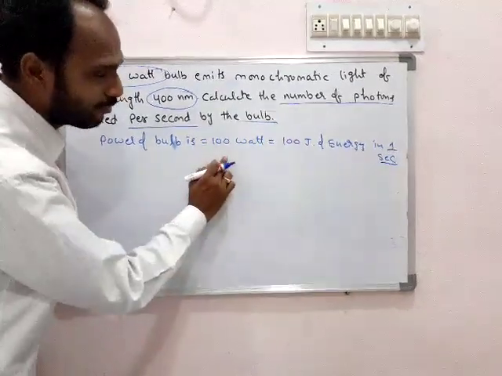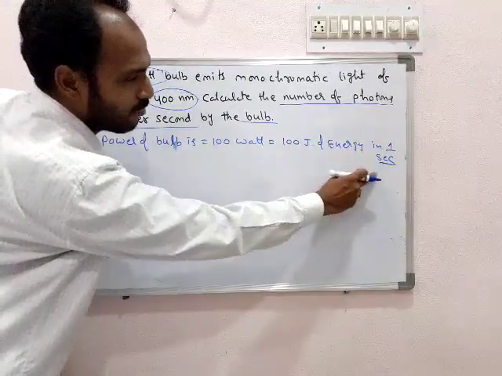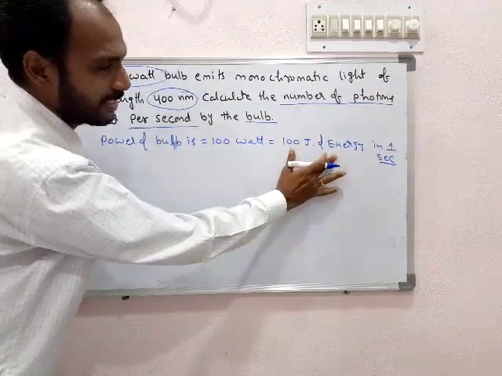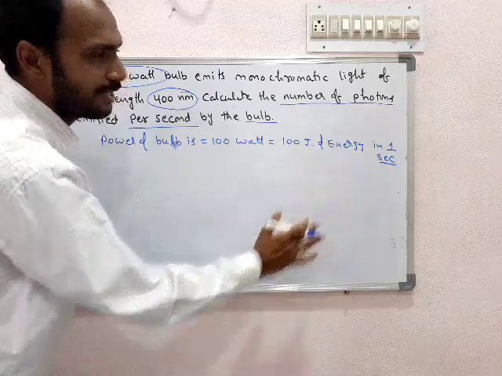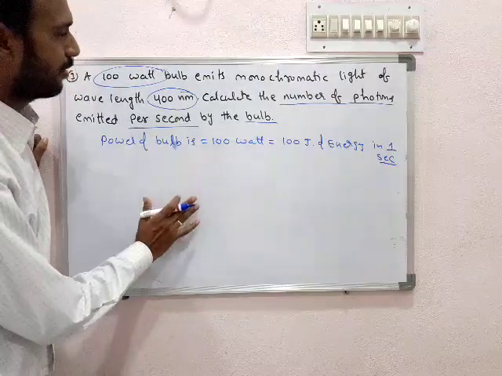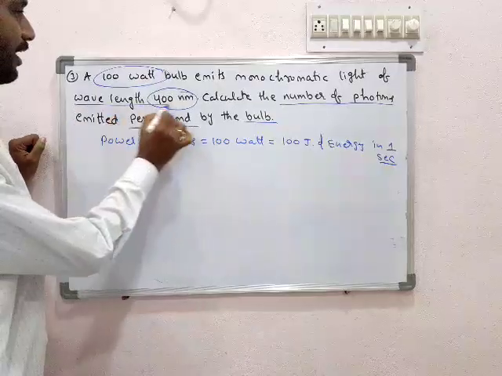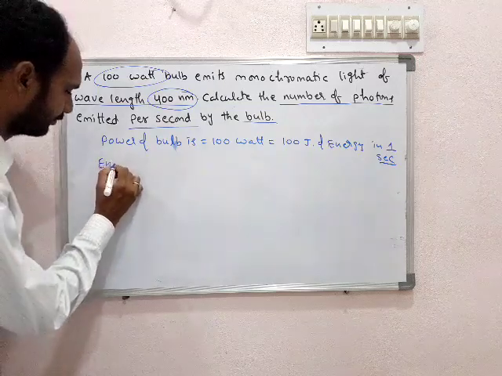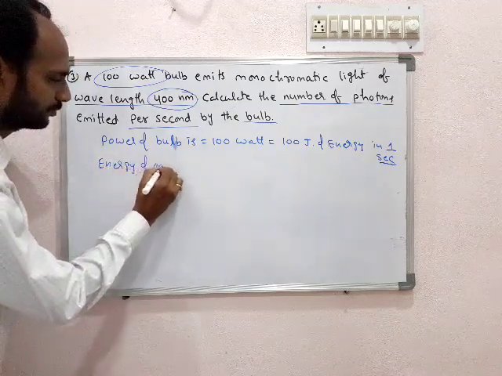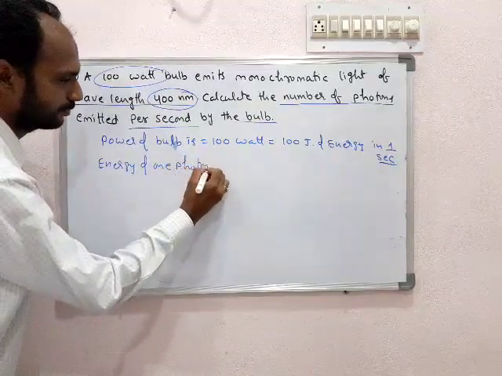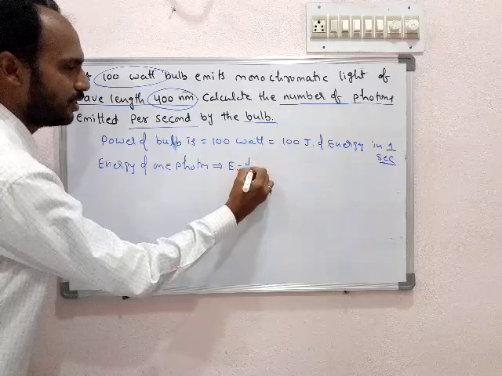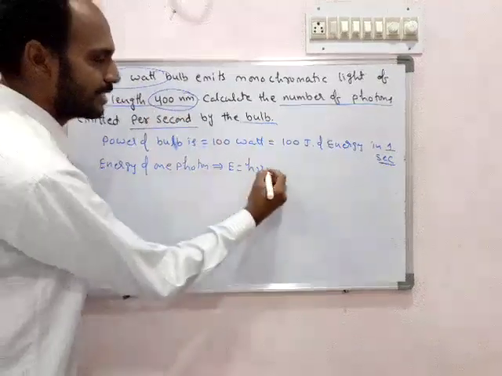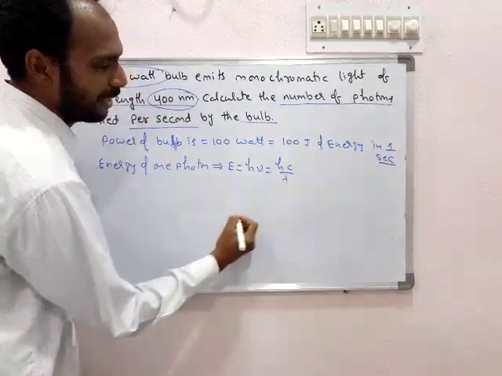See here, the 100 watt bulb releases 100 joules of energy in 1 second. So we need to find the number of photons present in this 100 joules of energy. The light has a wavelength of 400 nanometers. We know that the energy of one photon is h nu. Here frequency is not given, lambda is given, so we can write hc by lambda.